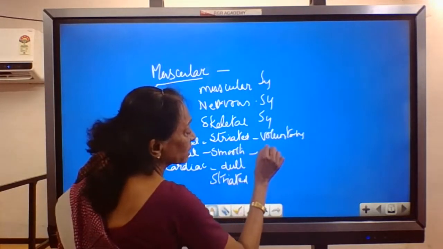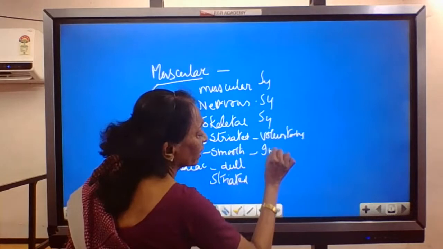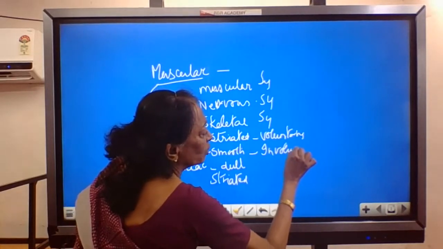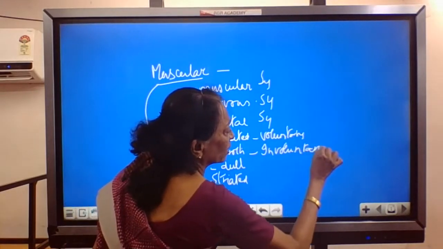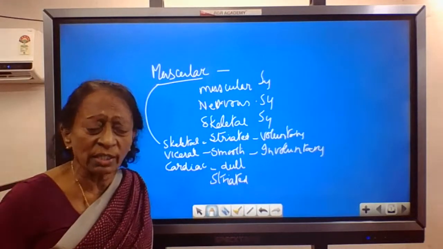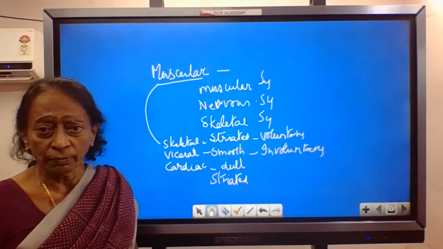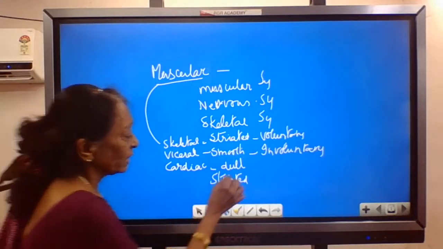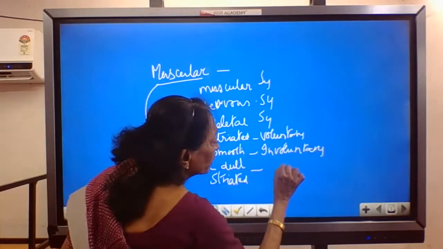Now here you call it involuntary. It is not under your control. Whether you like it or not, the food which you eat will automatically move from your stomach to the next part. Otherwise, it's indigestion. Something is wrong. Your stomach will get bloated and you will feel uncomfortable. And similarly, when you talk about the cardiac muscle, it is involuntary.